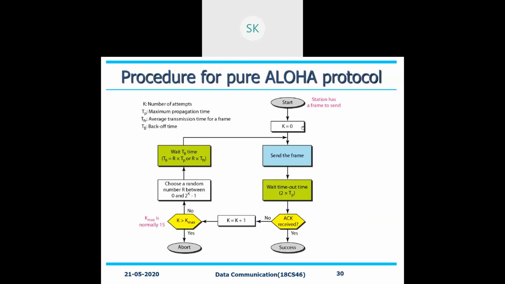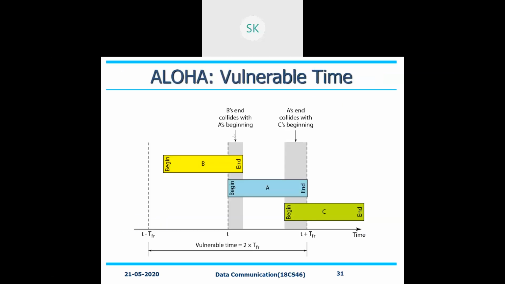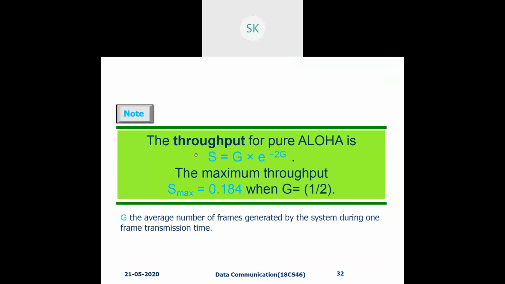The diagram and the procedure for pure Aloha we have already seen, so I won't repeat it. We'll quickly move on to the next one. We left off in the last class at how to calculate the throughput for pure Aloha. What does throughput mean? Throughput plays a vital role in network performance. Based on throughput, latency, and several other properties, we say how efficient the network is. So what does throughput mean?